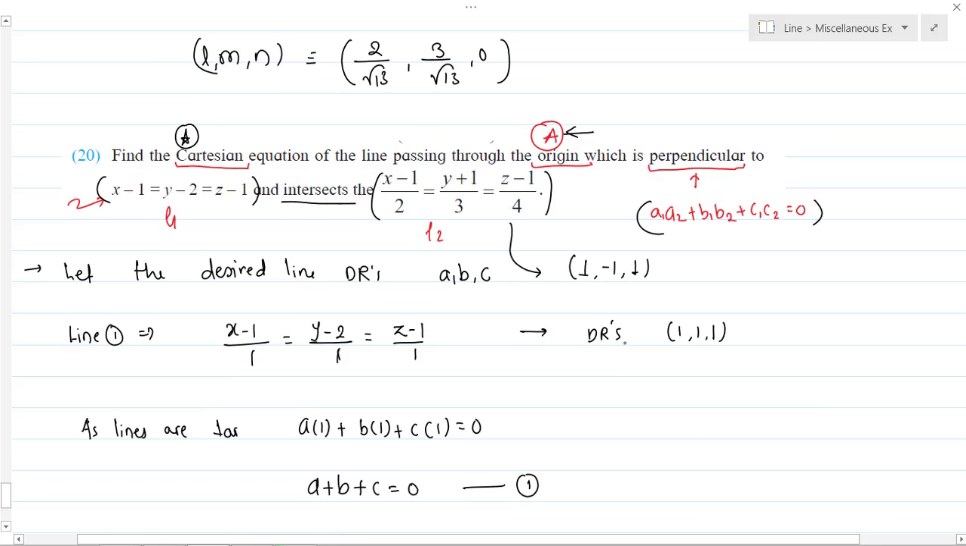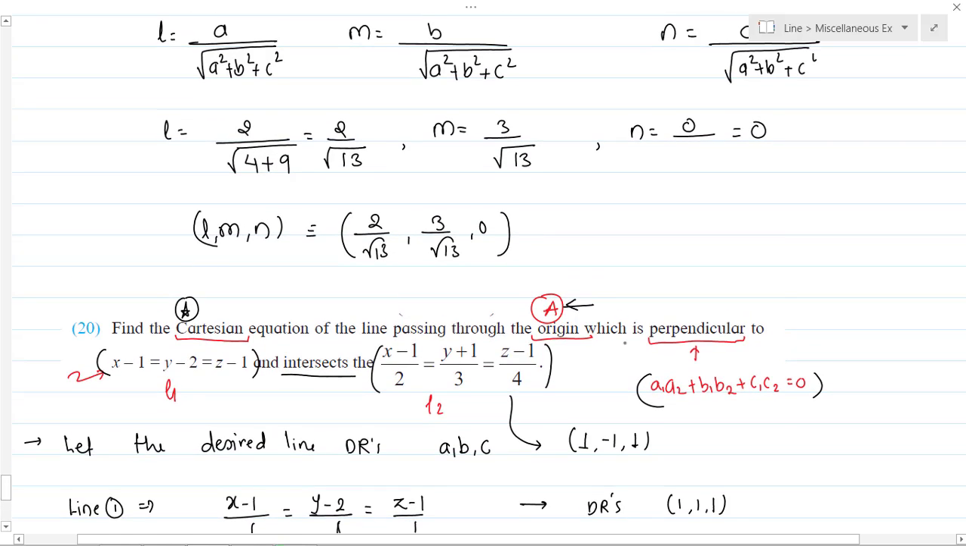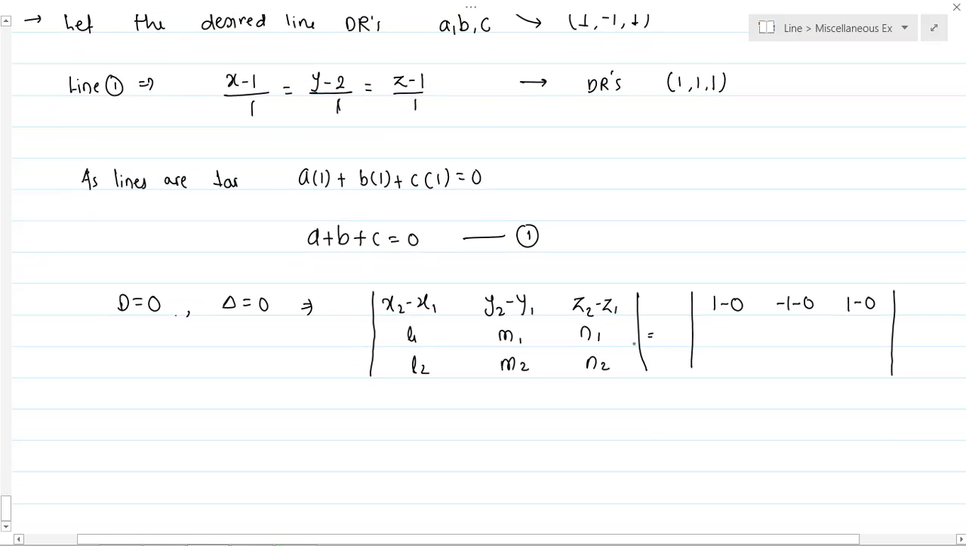L1, M1, N1 are the direction ratios of the first line, so the first line is our desired line. The direction ratios we know are a, b, c. Now, you may get confused here: here we take direction cosines, and there you are writing direction ratios. No worries. Direction cosines are what? They are a upon root of a square, b square, c square, so everywhere you will get the same thing, a square, b square, c square. You can simply replace the direction cosines with the direction ratios. No worries, your answer will remain the same.